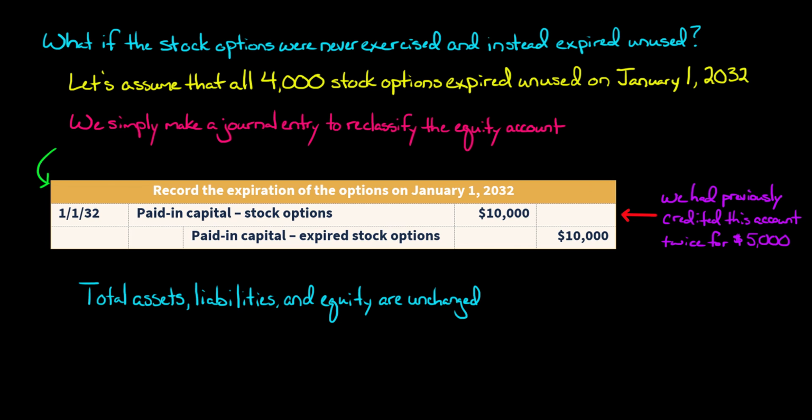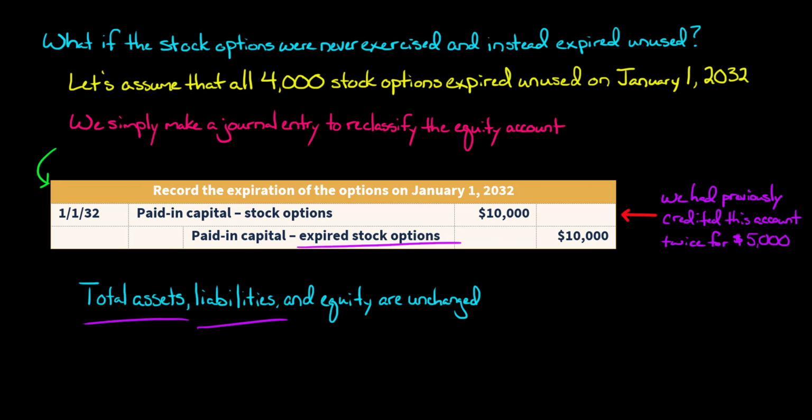Now we say, okay, we've got to get rid of that account. It has a balance of $10,000. We've got to get rid of that. We're going to reclassify. This is an equity account. We're debiting it, and then we're going to credit a different equity account, paid-in capital expired stock options. So all we're really doing is moving it from one equity account to another if the stock options expire unused.